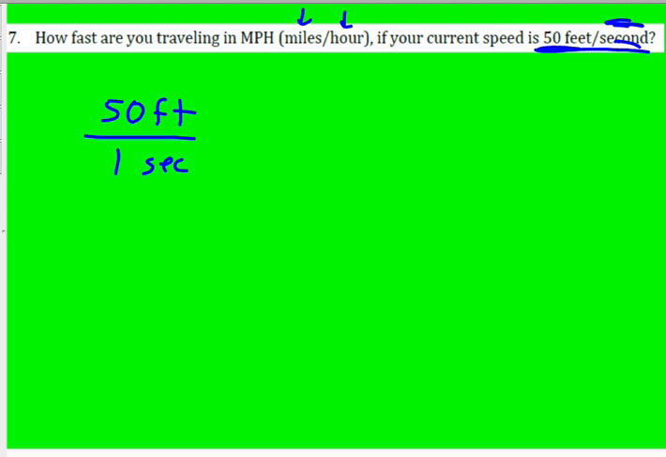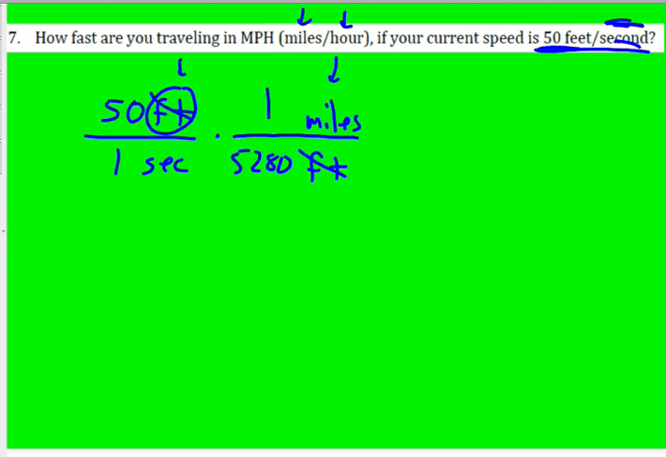Well, you can only do one at a time, so let's do feet to miles. There's 5,280 feet in 1 mile. So, and I want miles. I want to get rid of this feet right here. It's in the numerator, so I'm going to put feet down here. Miles up here. 1 mile is 5,280 feet. So the feet cancel out, and I have miles. So there's one thing. Now you see the seconds down here?